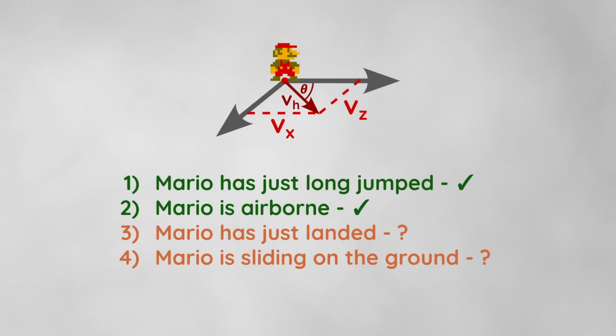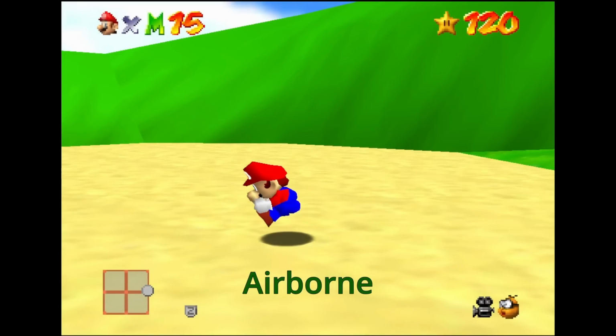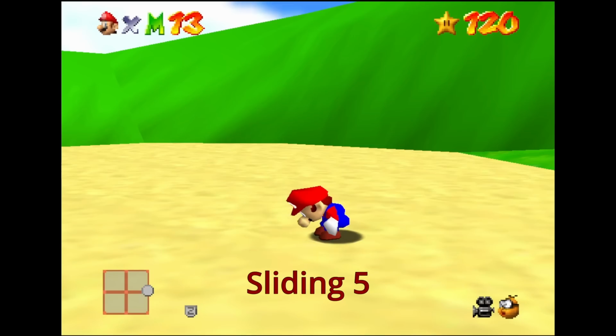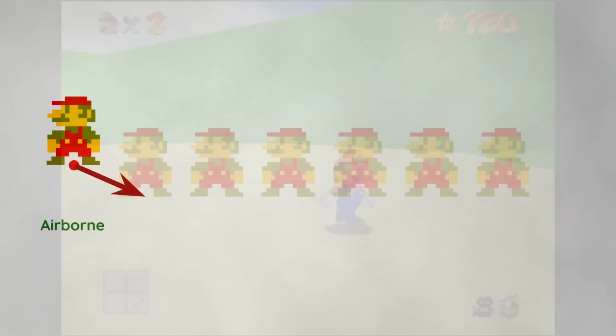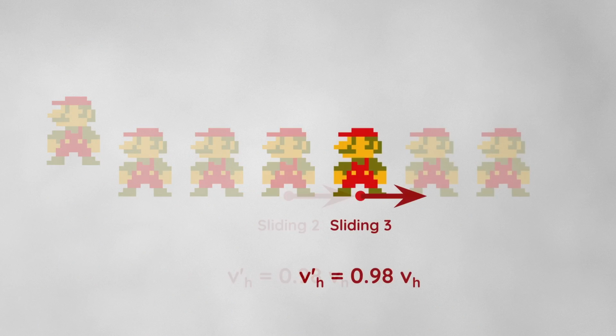We now know how the H-speed updates for 2 of our 4 cases. Actually, the case where Mario's just landed is simple. Since the collision check happens after the velocity updates, this is handled exactly the same way as an airborne frame. Now on to sliding. After Mario lands, he slides for 5 frames. On each of these frames, his speed is multiplied by 0.98, which acts as friction.